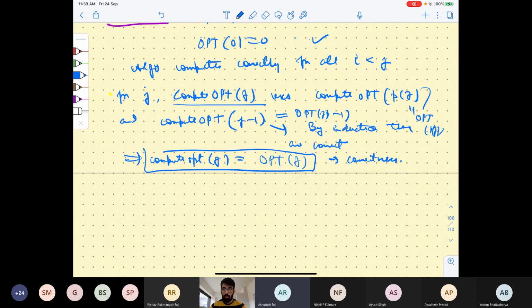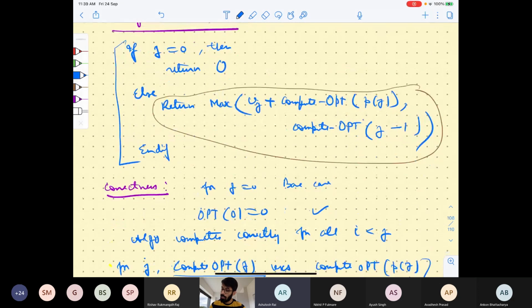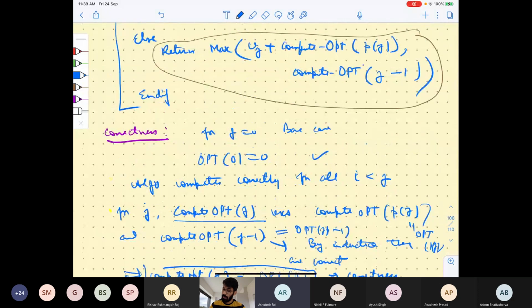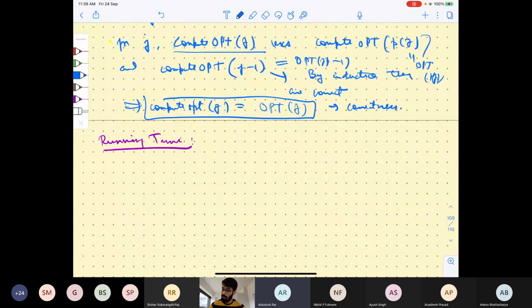So that is fine. But what about the running time of this algorithm? How many calls is it generating? Can someone say how many recursive calls it can generate in a bad case? Sir, in a bad case, I think for each j there can be j minus 1 calls.